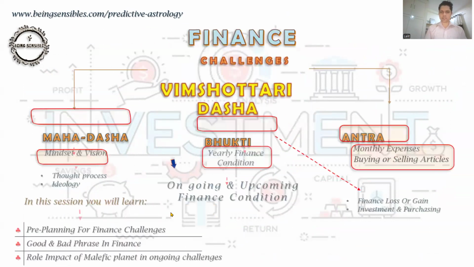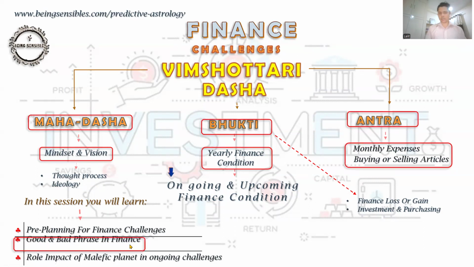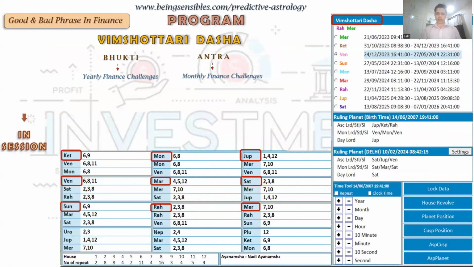So now come to the second part, which is studying the ongoing finance challenges. Here I'm picking a good and a bad phase in finance. With this Vimshottari Dasa, you get an idea about when you have an exact problem and when you have a finance gain. Accordingly, you have to control your funds when you have bad phases, and when in the coming Bhukti you have a good phase, then you can invest, even double.